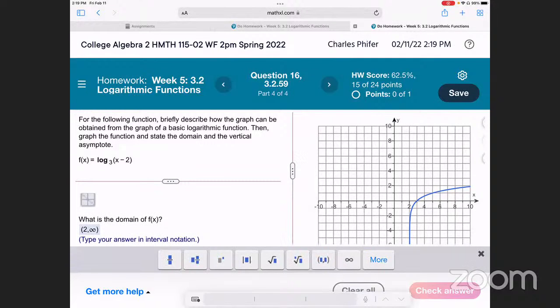The vertical asymptote is x equals 2, right? X equals 2.